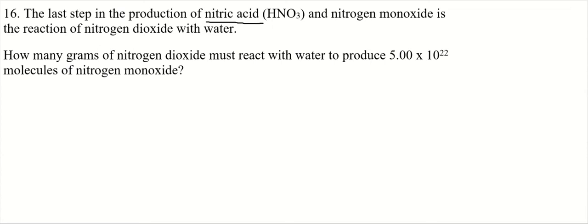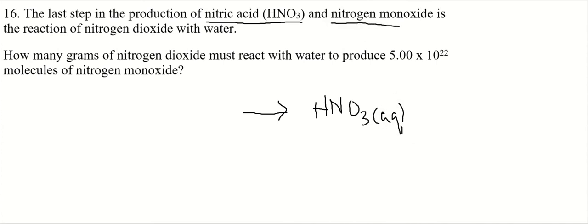The production of nitric acid, so that's going to go on the product side, and it gives you the formula there for nitric acid, and acids are going to be in solution of water, and nitrogen monoxide, which is a gas. Didn't tell us that, huh? All right, I need to add that.